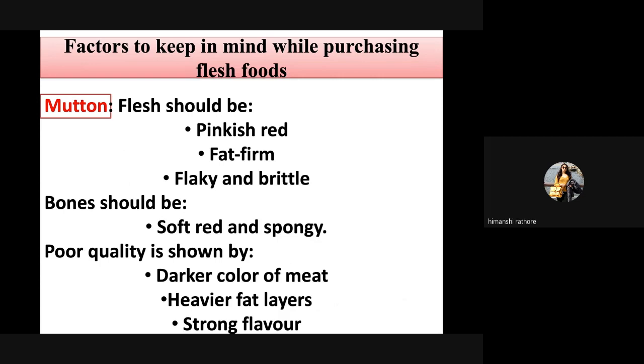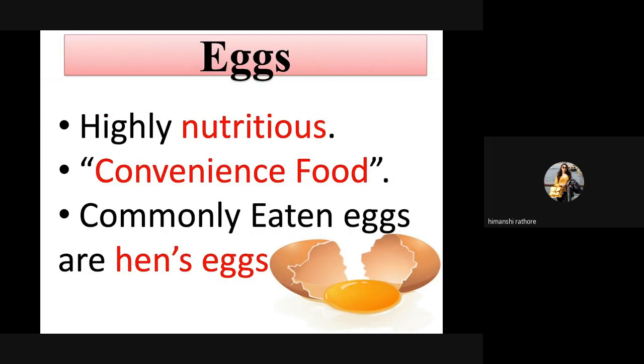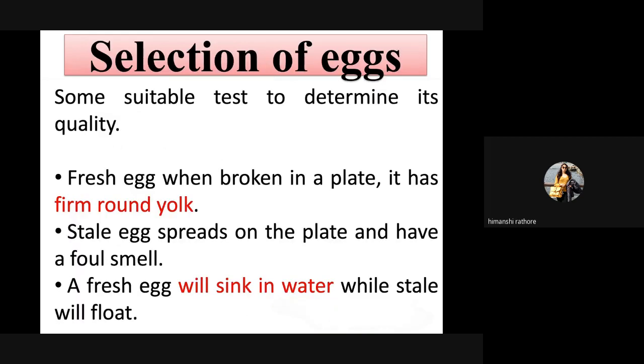Then there are certain factors which you can keep in mind while purchasing flesh, like the color should be pinkish red, it should be firm, and it should be flaky and brittle. It should not be dark in color and should not have a heavy fat layer. Then we talked about egg, which is very nutritious in nature, and egg yolk contains a high percentage of protein.